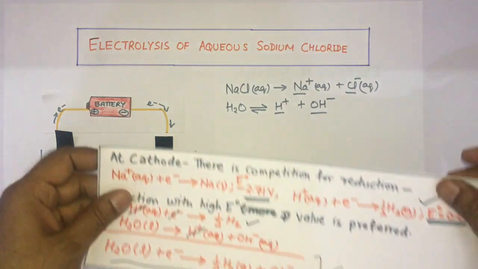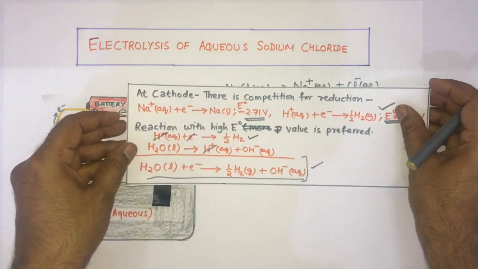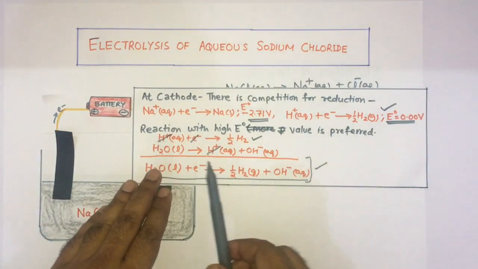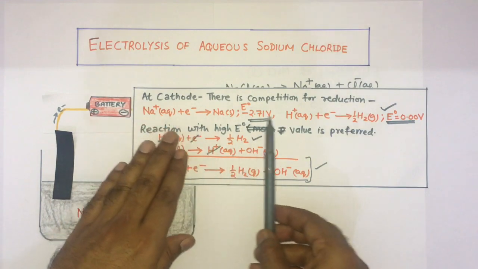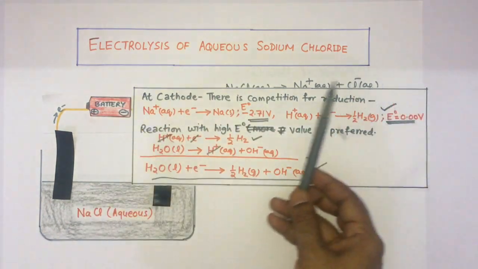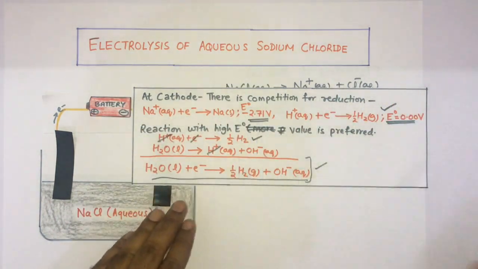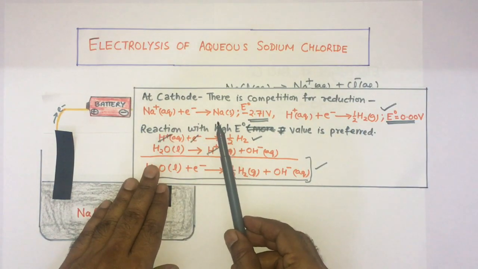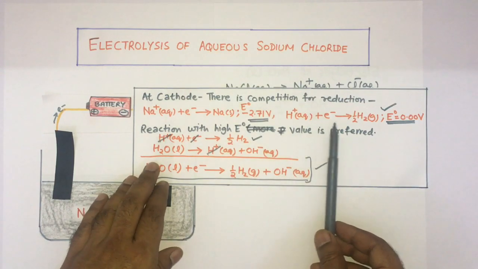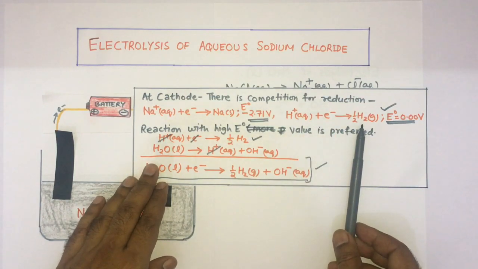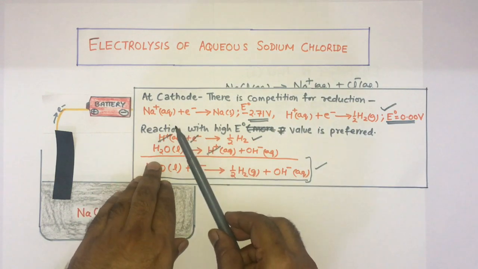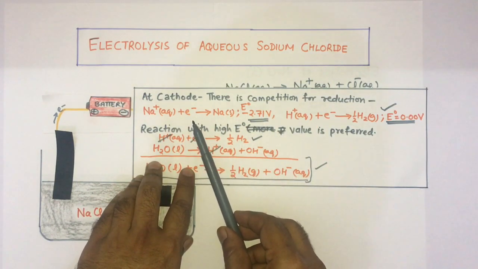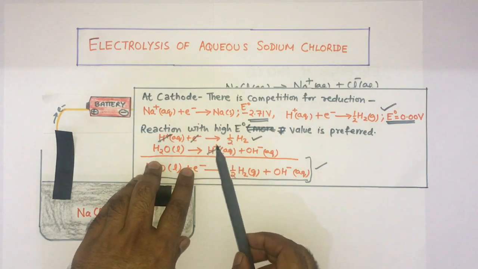electrolytic cell. Now at the cathode, reduction takes place and we have two cations, Na positive ion and H positive ion. Both will compete for reduction. Na positive ion plus electron gives you sodium metal, and H positive ion plus electron gives you hydrogen gas. Now both will be in competition for the electron. They tend to pull the electron towards themselves, but one will win.